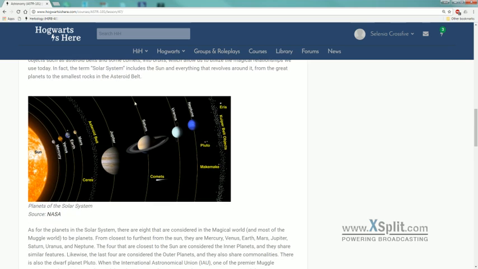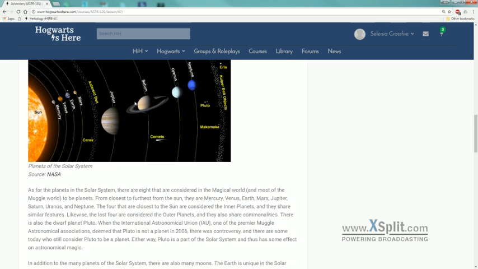This is a picture of the planets of the solar system. There's a couple other things in there. It shows an asteroid belt going from the Sun all the way out to Pluto, who of course is no longer a planet. And that is from NASA. The source of that is from NASA.